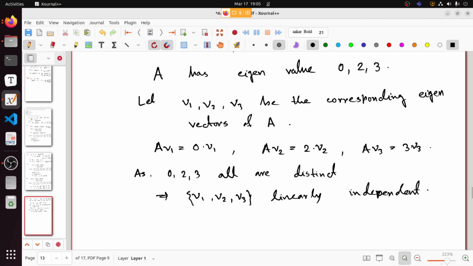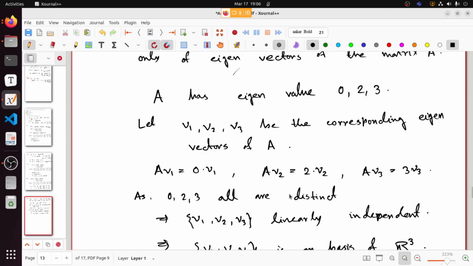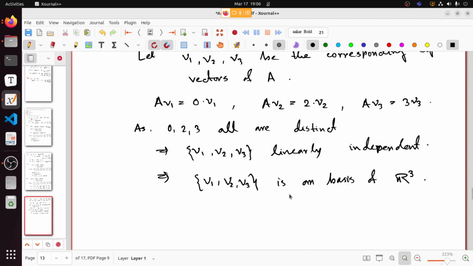And this is in R3, and these are eigenvectors, right? So this is linearly independent, and this has 3 vectors, and R3 has dimension 3, which implies B1, B2, B3 is a basis of R3, right? So R3 has a basis with only the eigenvectors of the matrix A, right?